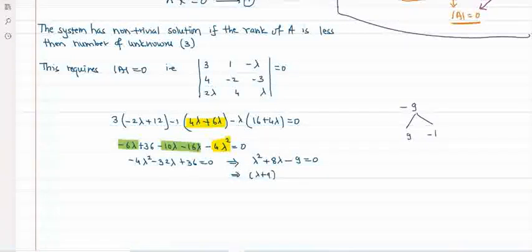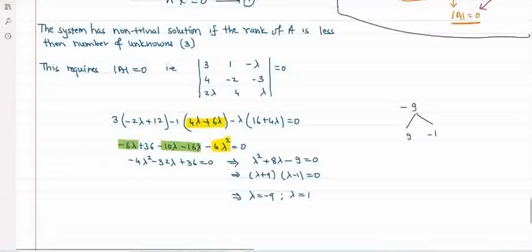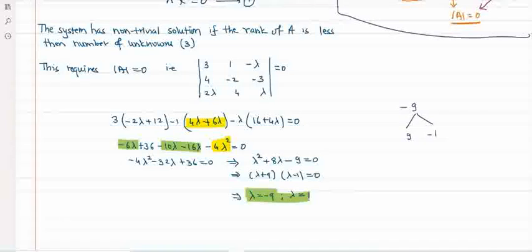Lambda plus 9 and lambda minus 1 equal to 0. This implies lambda is equal to minus 9 and lambda is equal to 1. So here you can write the conclusion. The given system has an infinite or non-trivial solution if lambda is equal to 1 or lambda is equal to minus 9. Now you have to consider case by case.